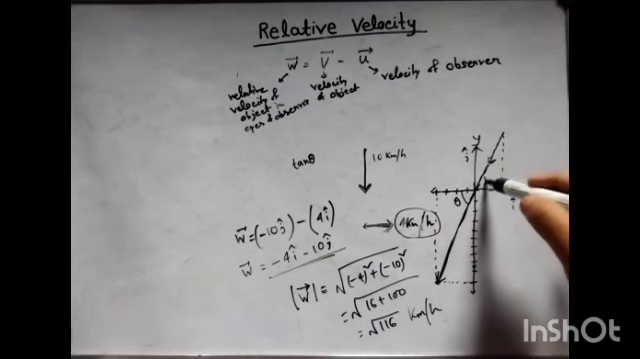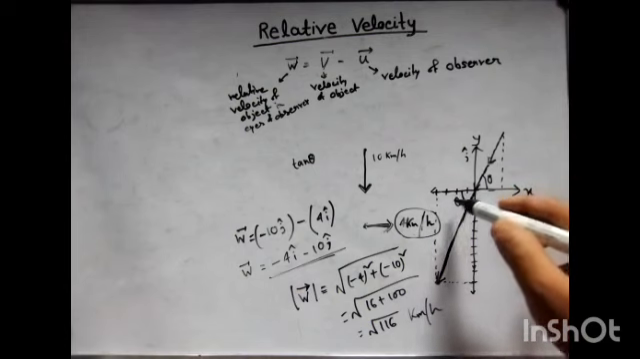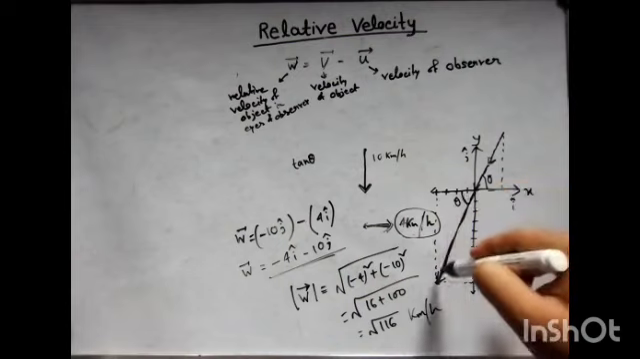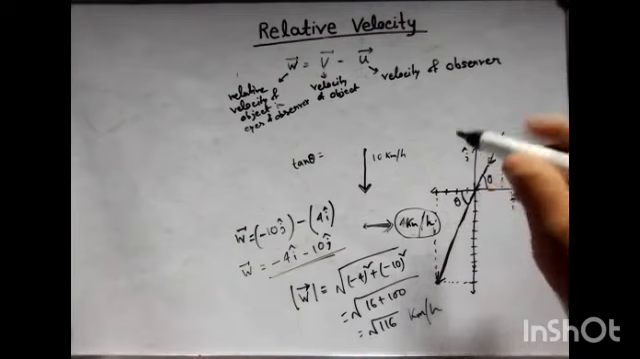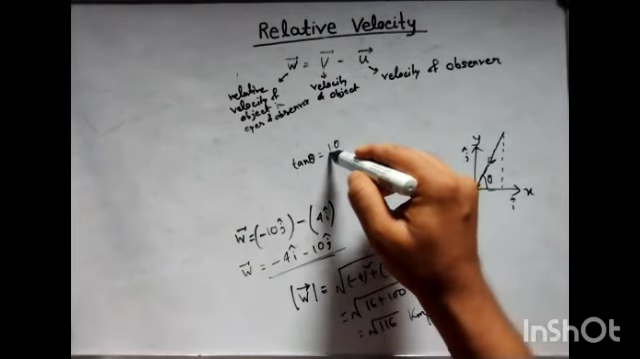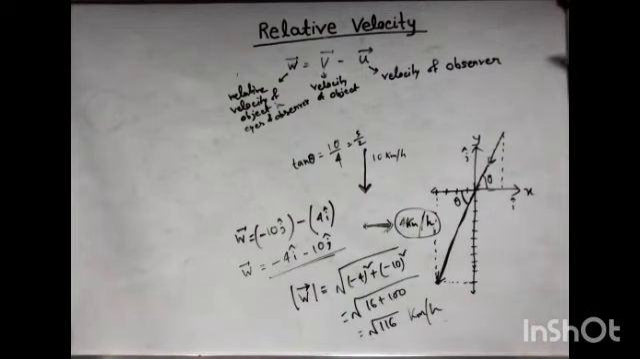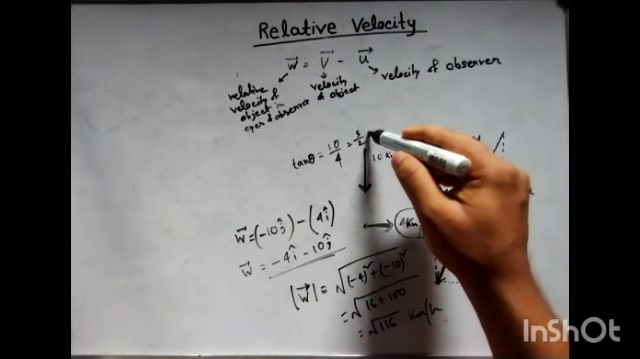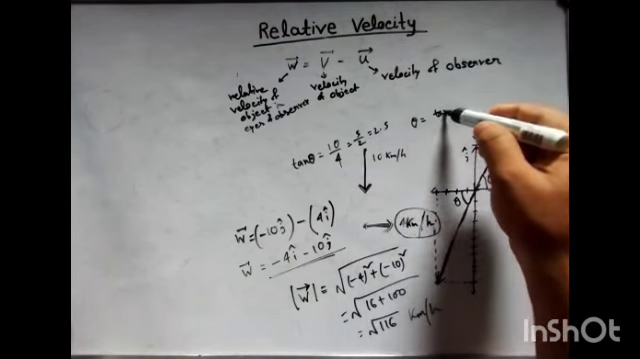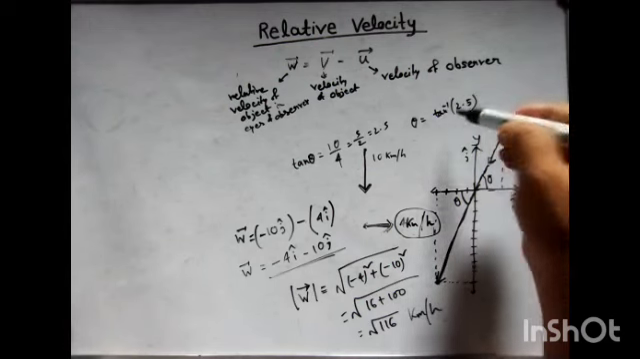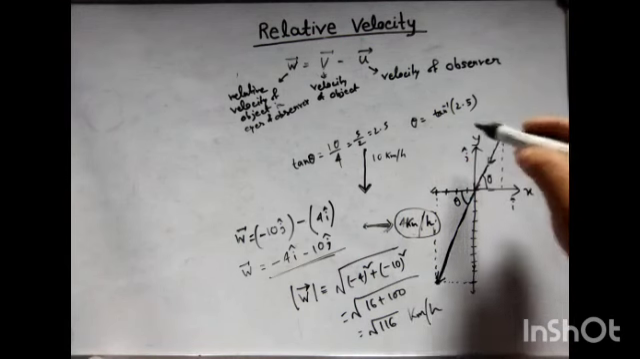This is theta. So we know that tan theta is height by base, so tan theta will be 10 by 4, so 5 by 2, that is 2.5. So theta will be tan inverse 2.5. So this will be the angle.